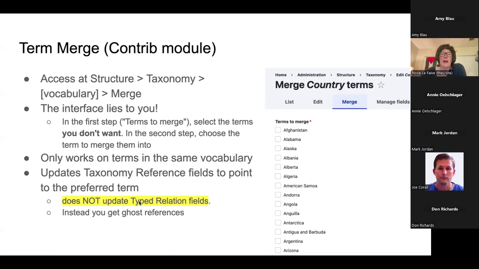This is the part where I feel bad for putting this in a small bullet point, so I highlighted it so I don't do death by PowerPoint. But this does not work on typed relation fields. It will merge the terms, but it will not update the references. So you have ghost references.